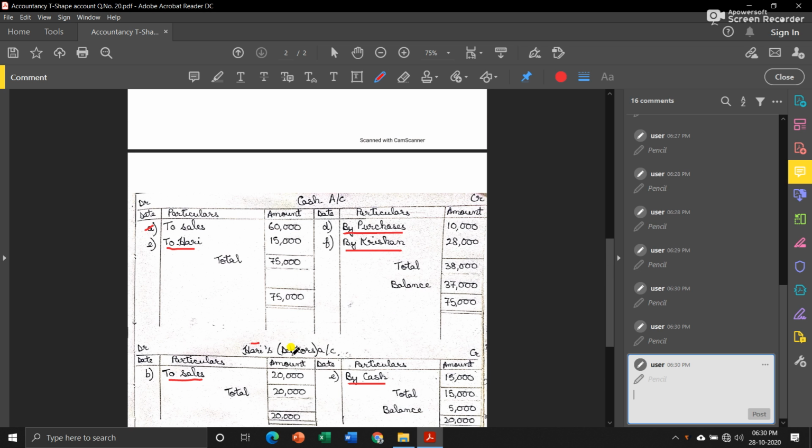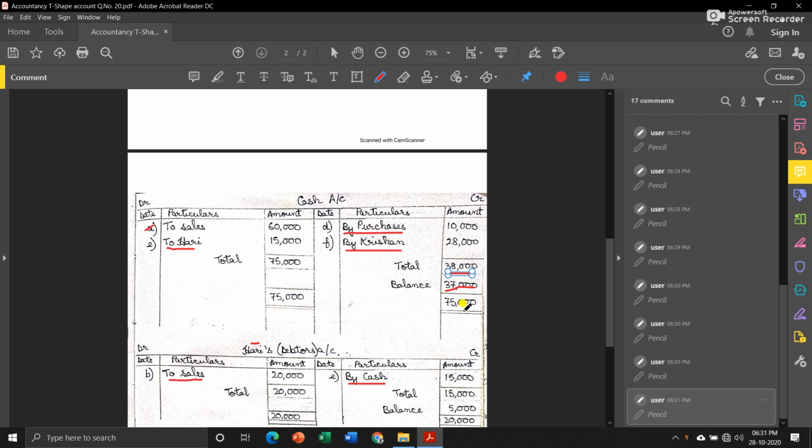Now after recording all the transactions, we have to balance each of the accounts. So for cash account we got a debit total of 75,000, but on the credit side we got 38,000. So what we will do is write the balance amount, that means 75,000 minus 38,000, we got 37,000, and after adding these two we got 75,000, and both the sides are the same. So we will close the account by drawing two parallel lines.